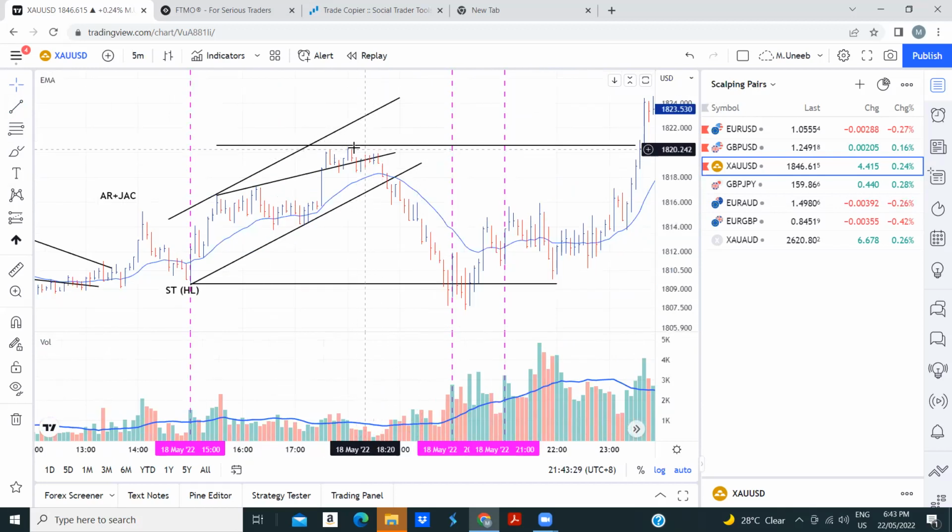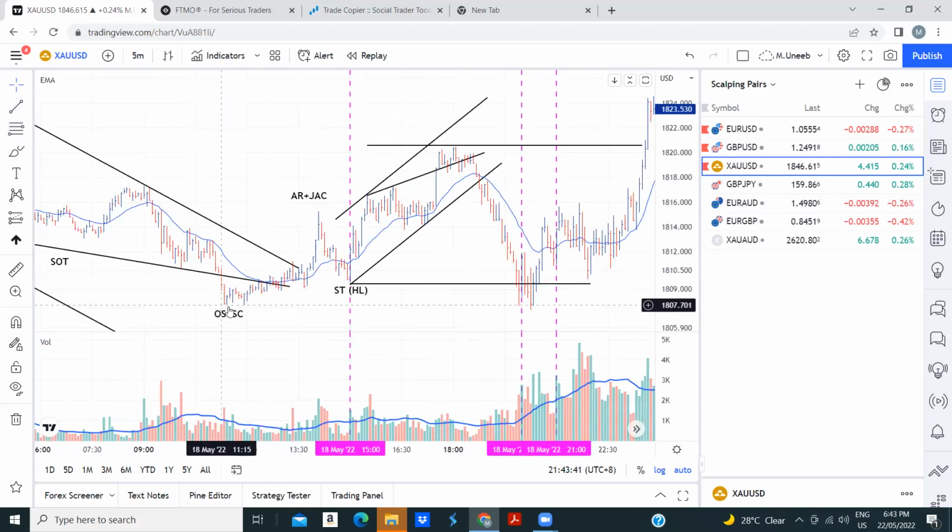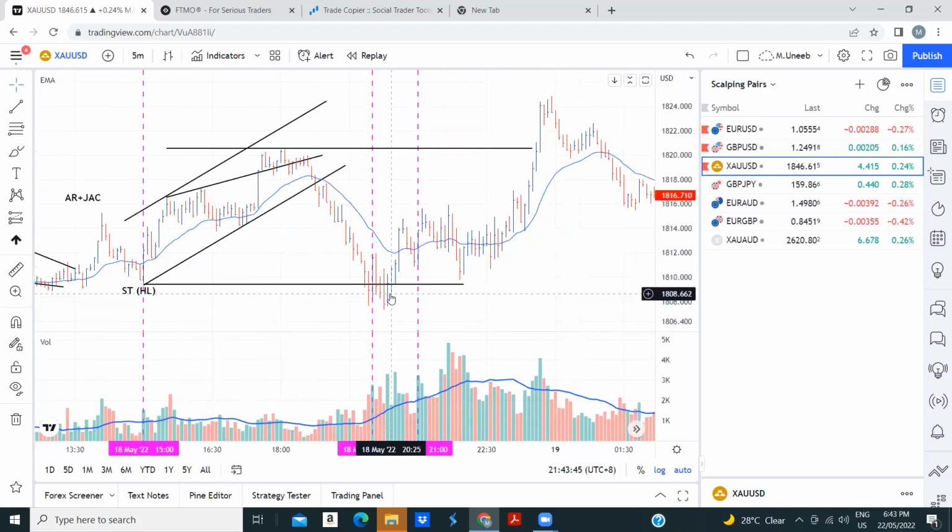And now here, at this point, what do we say? At this point, the bias is what? Bearish. Between high and low, the bias is bearish. At this one, because this is a secondary test coming from oversold and selling climax, the bias is here bullish.